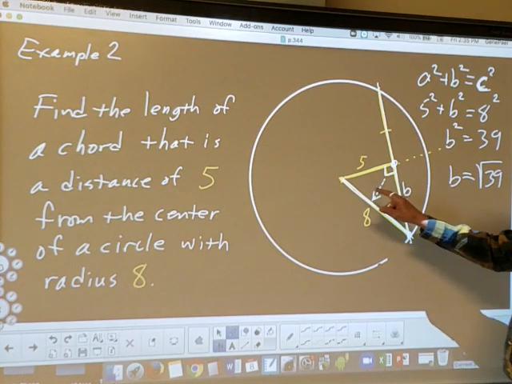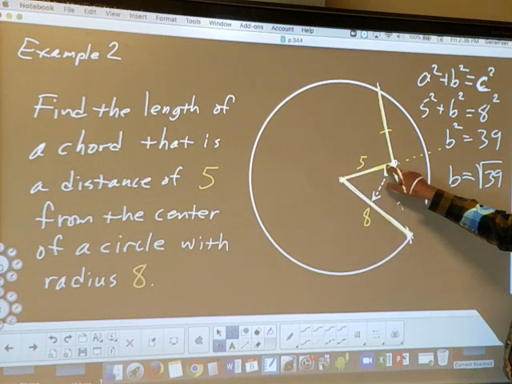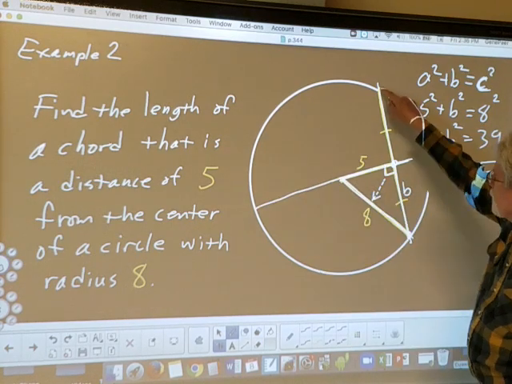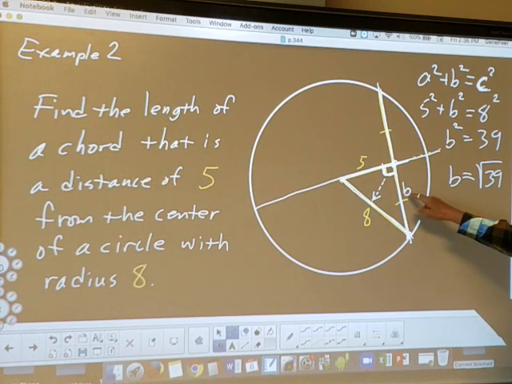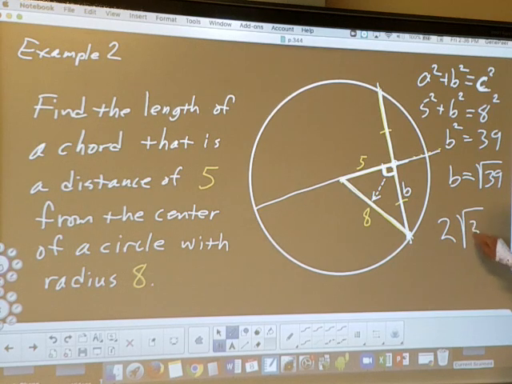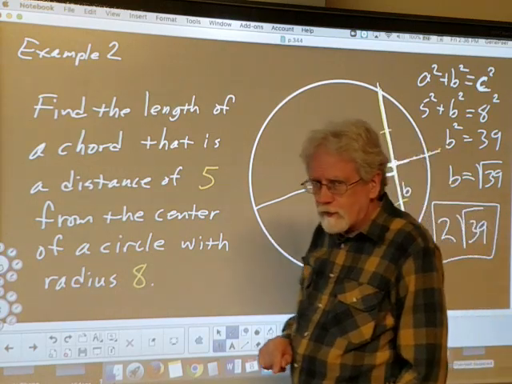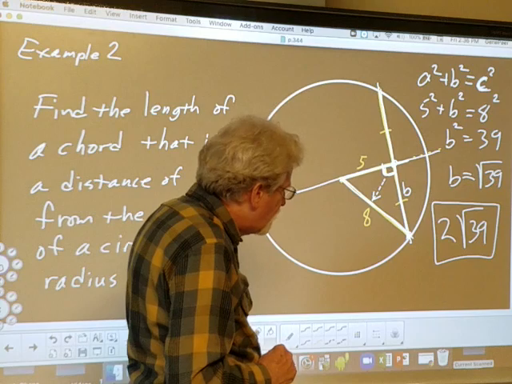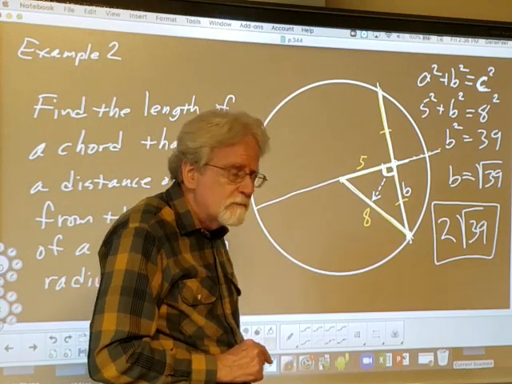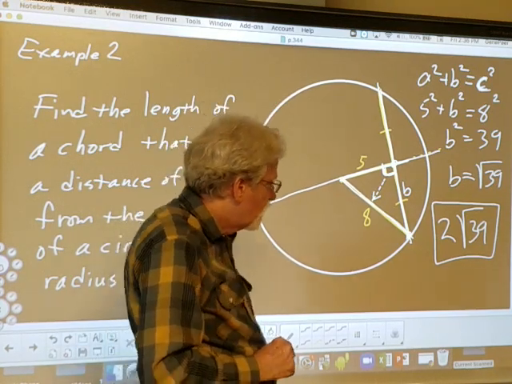Because again, we know that the diameter bisects the chord when they are perpendicular. So this piece, b, is square root of 39. The other piece is also square root of 39. That gives us 2 times the square root of 39 for our final answer. 2 square root of 39. And no, that is not equal to the square root of 78. No, it doesn't work that way. 2 times the square root of 39.